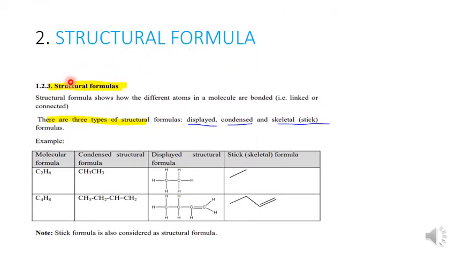Structural formula shows how different atoms in a molecule are bonded, linked, or connected. There are 3 types of structural formula: displayed, condensed, and skeletal. We have this molecular formula. The condensed structure is like this, the displayed structure is like this, and the stick or skeleton is like this. Here we have CH3, CH. This has 4 carbons, 1, 2, 3, 4. This is the condensed structure, this is a displayed structure, and this is a stick structure. The stick structure is also considered a structural formula. Pay attention.